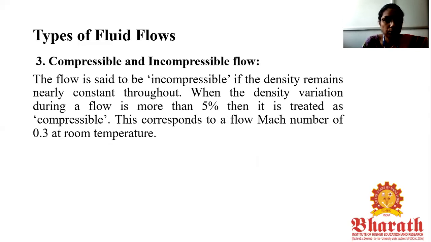Then the next type of fluid flow is compressible and incompressible flow. The flow is said to be incompressible if the density remains constant throughout the flow. And if the density variation is more than 5%, then it is treated as compressible flow. So incompressible flow has constant density throughout the flow, whereas if the variation is more than 5%, it is called compressible flow.